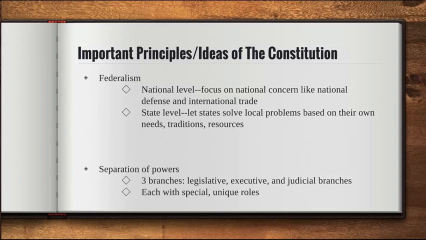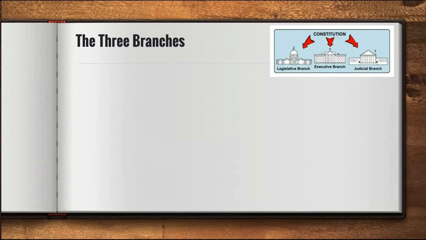Separation of powers is why we have the legislative, executive, and judicial branches. Each of those obviously has a special, unique, distinct job to do. The visual that just popped up is one to help you look at federalism, that you have national government on one side of the balance and states on the other side of the balance. The three branches are the reason that we have separation of powers.